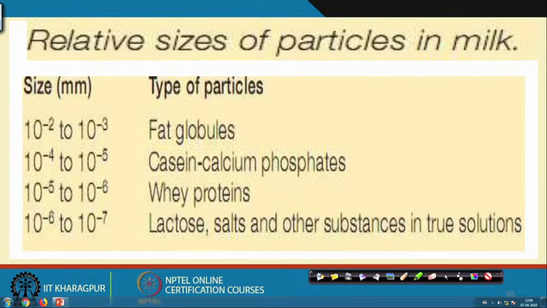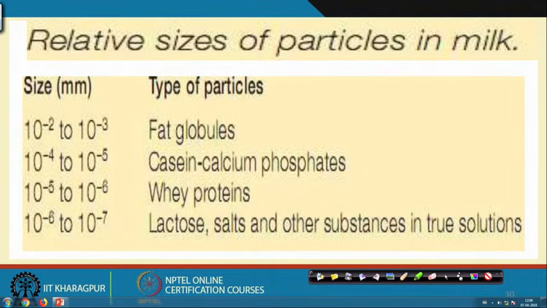So, there is such a wide variation of particle size: fat globules between 10 to the minus 2 and minus 3 millimeter, casein between 10 to the minus 4 and minus 5, whey protein minus 5 to minus 6, and the soluble fractions, that is lactose, salts and many other soluble parts in the water, between 10 to the minus 6 and 10 to the minus 7.